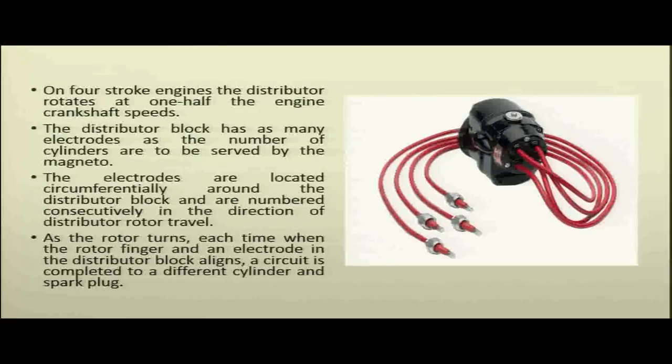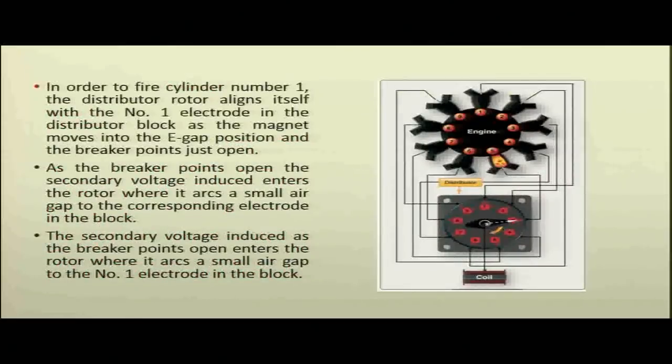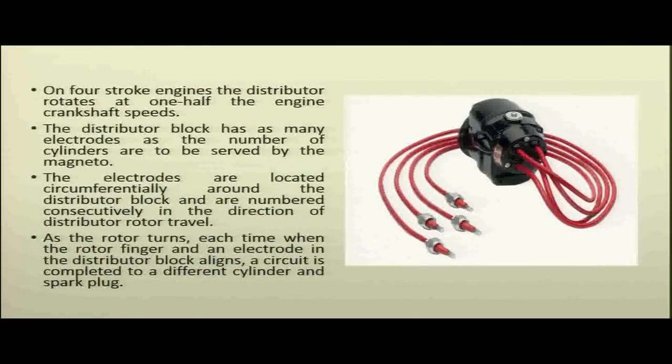On four stroke engines, the distributor rotates at one half the engine crankshaft speed. Now, coming to this figure, this is your rotor here, which is meshed with a gear on the magneto drive shaft. You can see the difference in the sizes of the gears.